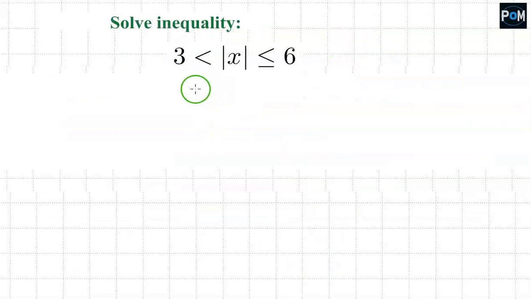Solve the inequality: the absolute value of x is greater than 3, but less than or equal to 6.